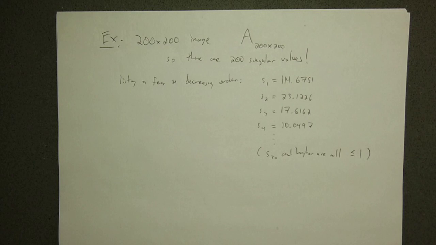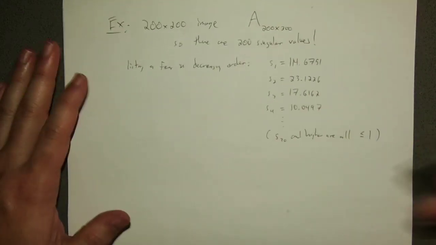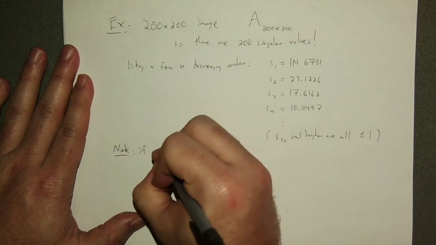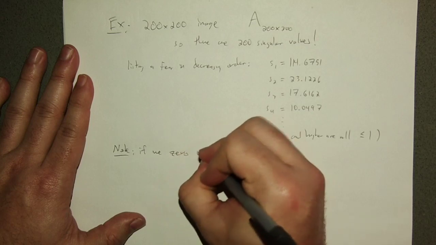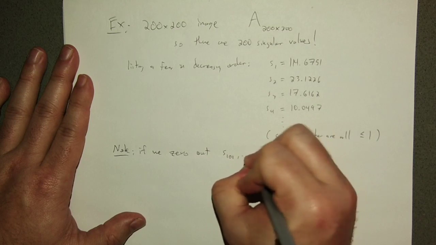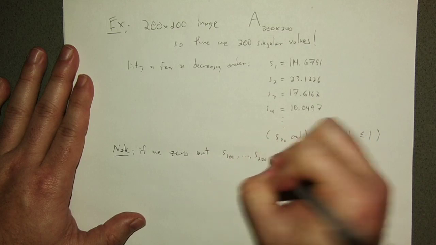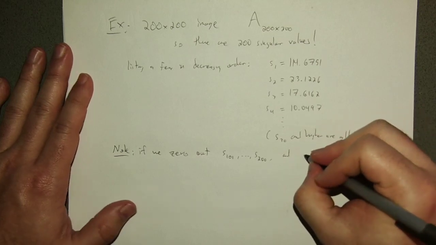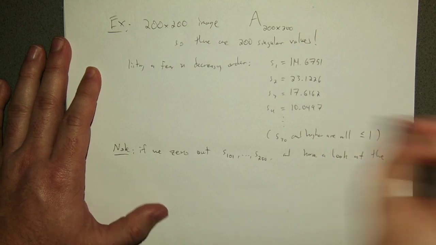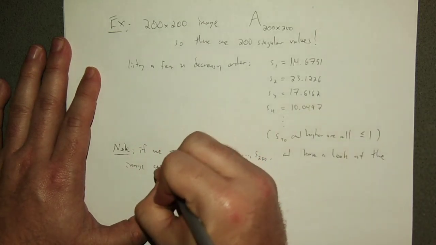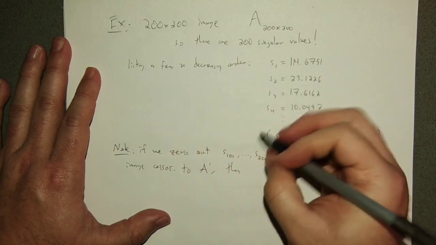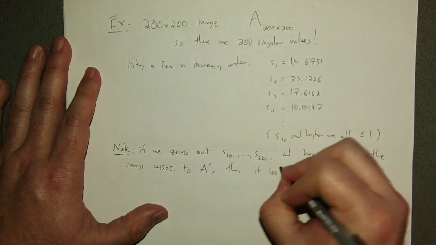So note, if we zero out S sub 101 to 200 and have a look at the image associated to A prime, then it looks very similar.